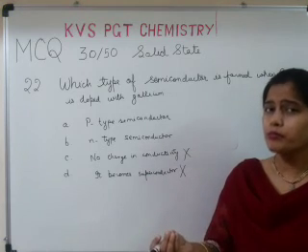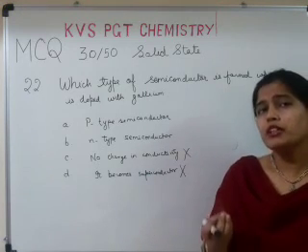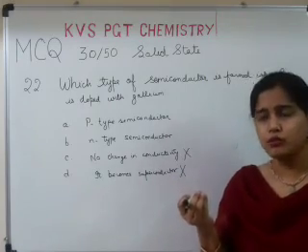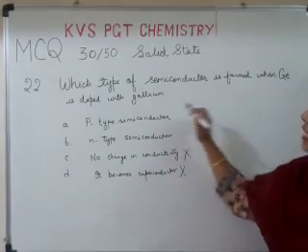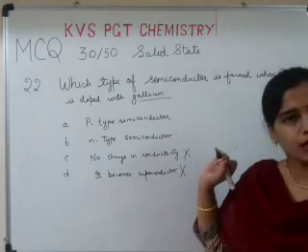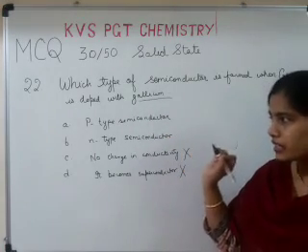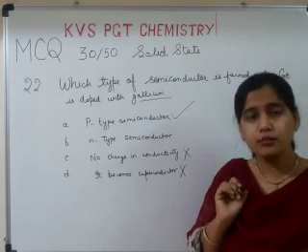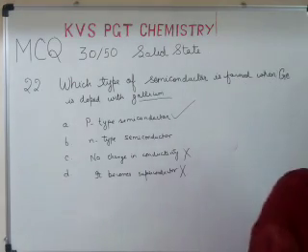If we dope with a group 15 member where the number of valence electrons is 5, then we get an N type of semiconductor. So in this case, gallium comes in group 13. So the correct answer is P type semiconductor. I hope this question is clear to you.